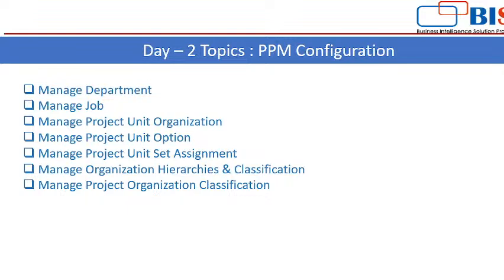And then here we have seen how to create the department, then how to classify these departments into the organizations, that is project expenditure organization and project task owning organization. When we create the project, at that time we use the project task owning organization, and while creating the expenditures for the project we use the expenditure organization.